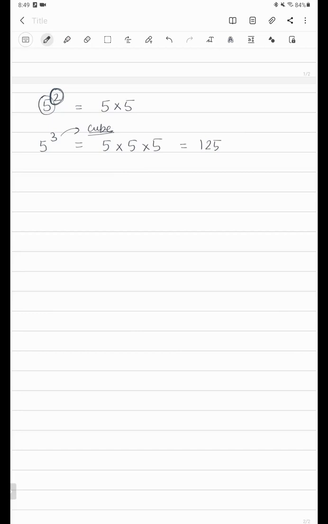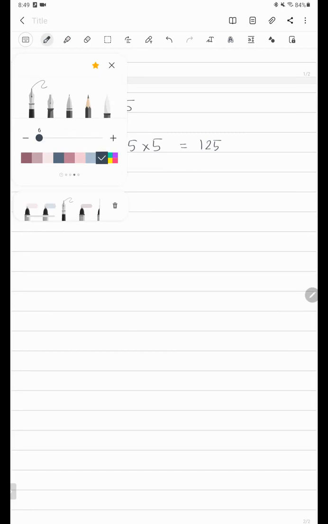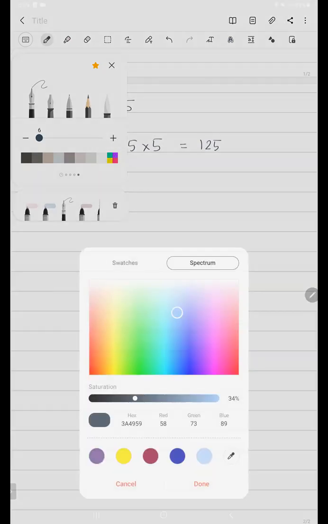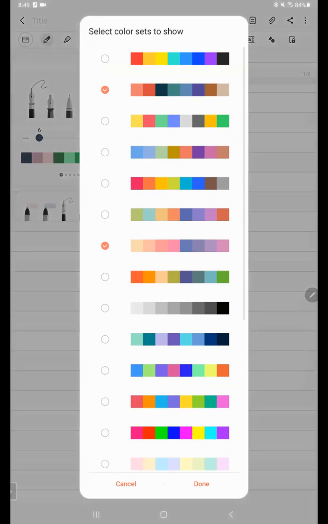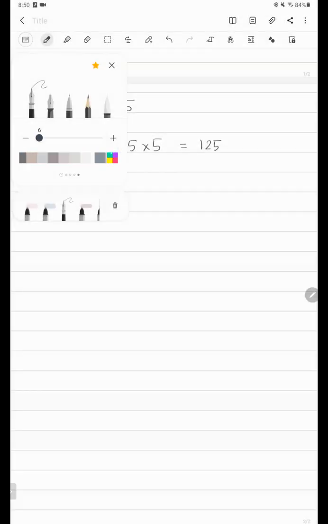Okay, 3. So what is the relationship between 3 and cube? Ma'am, if 3 is the power of anything, we call it a cube, and if 2 is the power of anything, we call it a square. Exactly. A cube is 3-dimensional and a square is 2-dimensional. Very good.